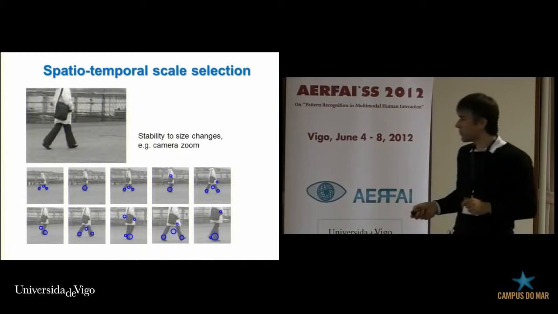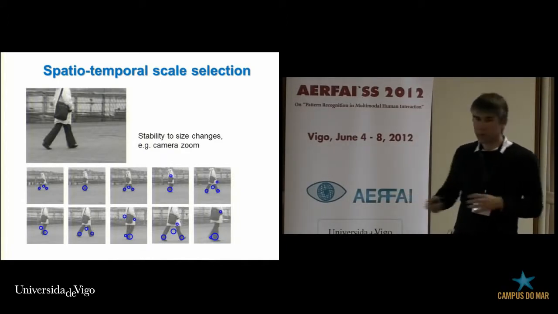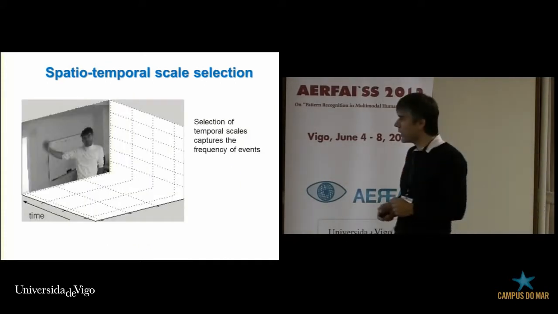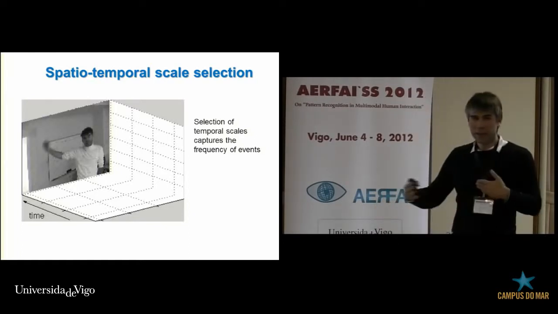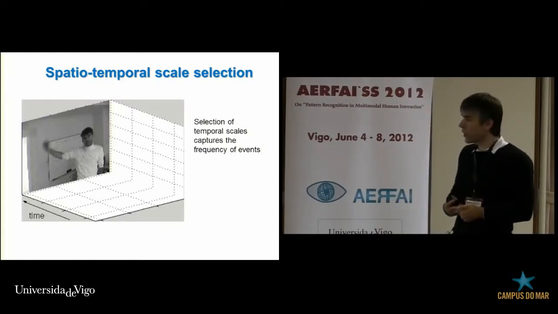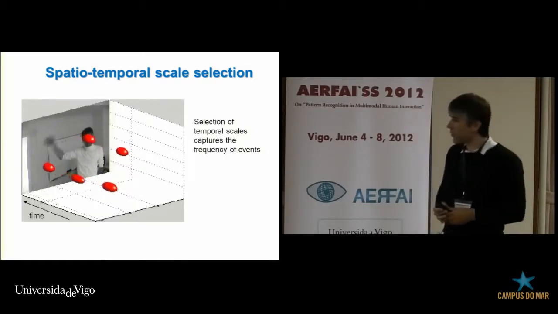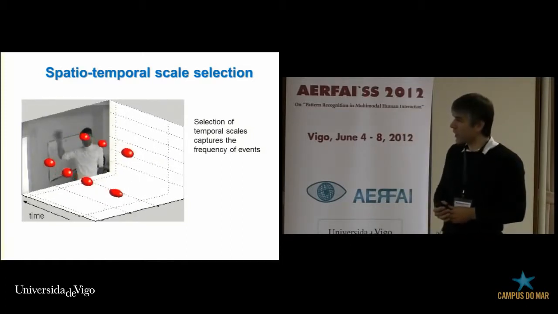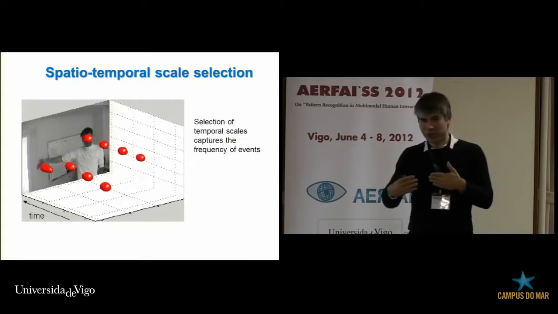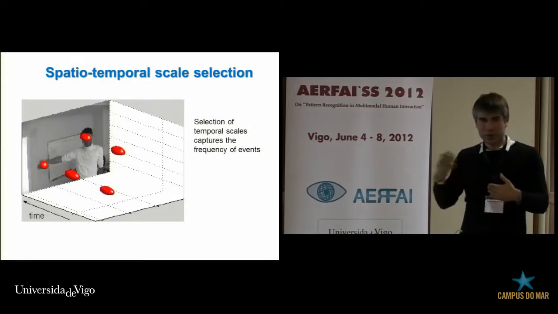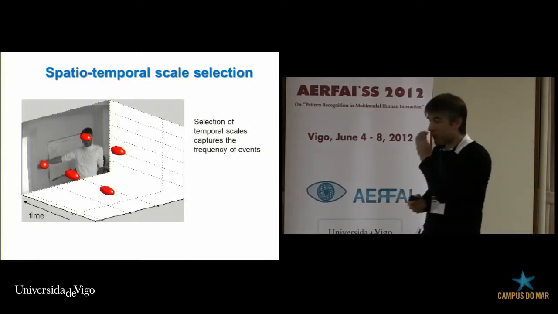If you want to match this leg to this leg, then obviously we need to adapt the size of the descriptor. In space-time it is similar. We may want to adapt the temporal size of the descriptor. So what is temporal size? Here is a hand waving with different frequencies, and we see that the temporal size of the detected blobs is adapted to the frequency of the event.